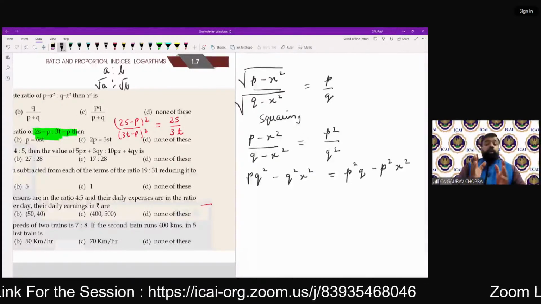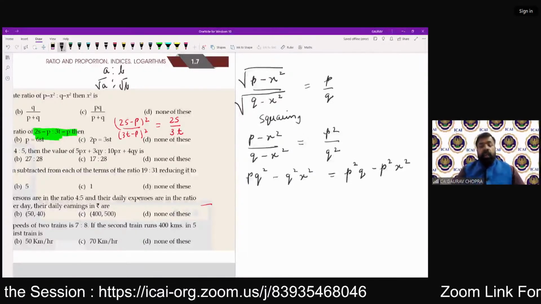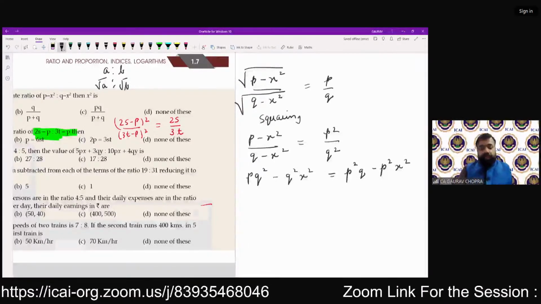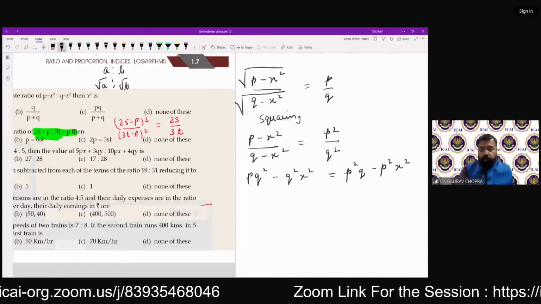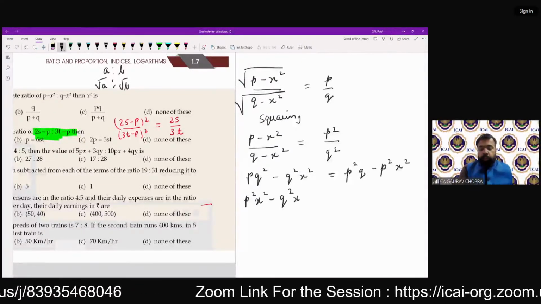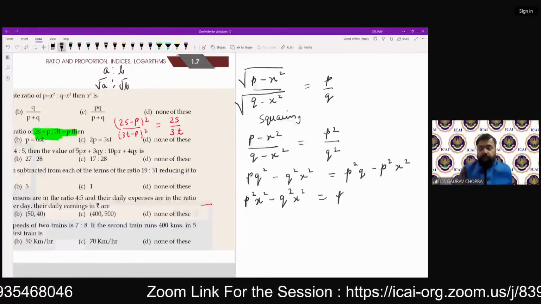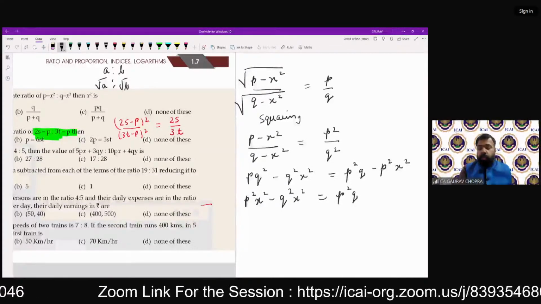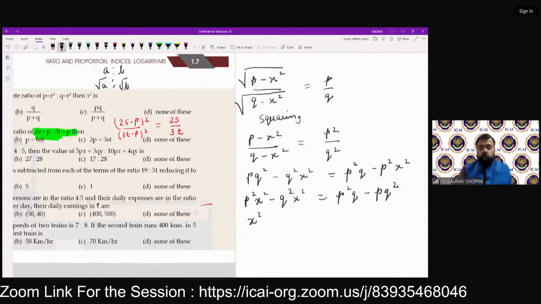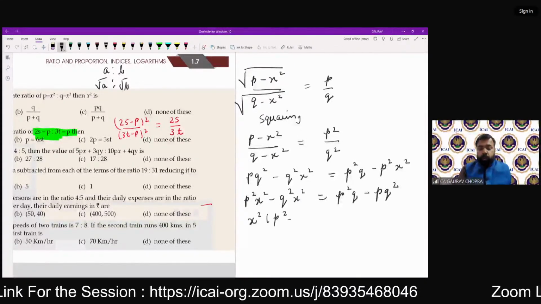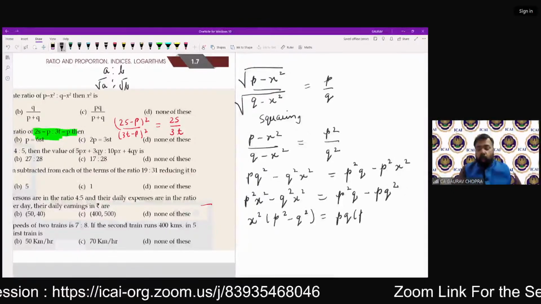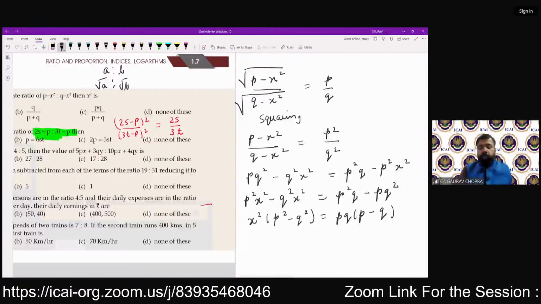Now, क्योंकि आपको x square की वैल्यू फाइंड करनी है, you can take x square terms on one side and the others on the other side. So it will be p square x square minus q square x square. On the opposite side, we have p square q minus pq square. Take x square as common. So what is left? P square minus q square. On the other side, we can take pq as common. So what is left? P minus q.